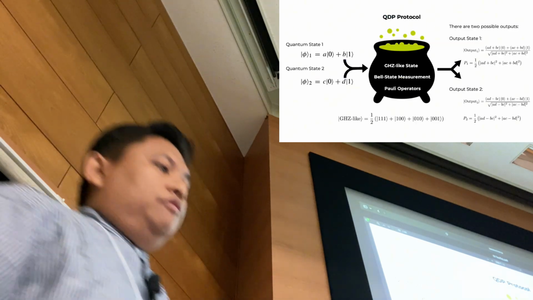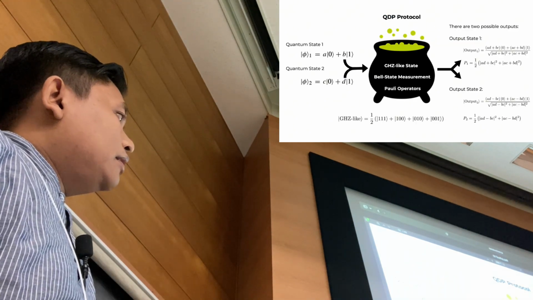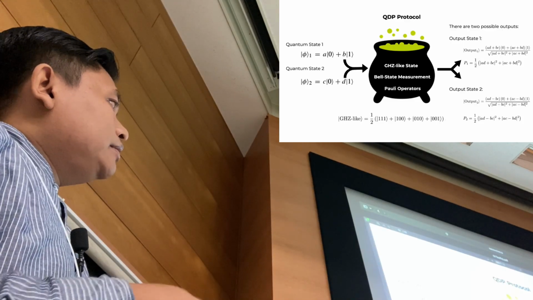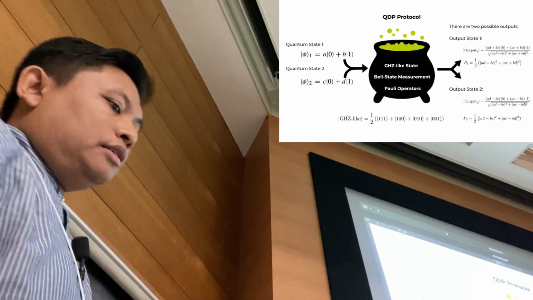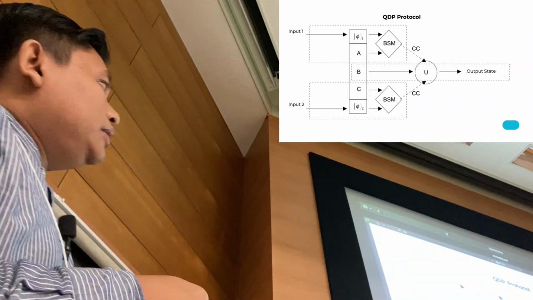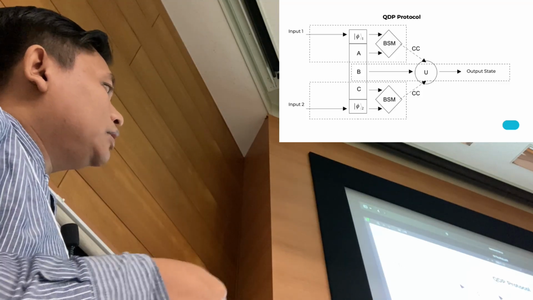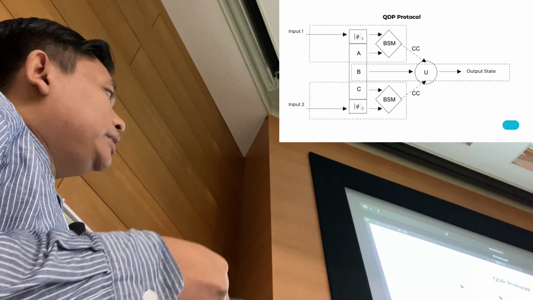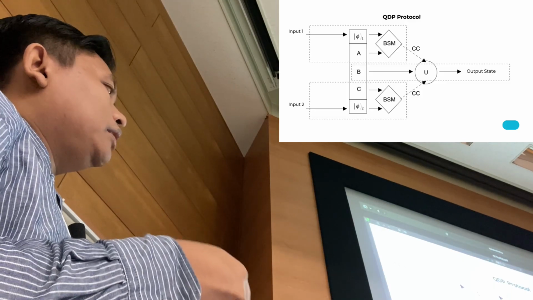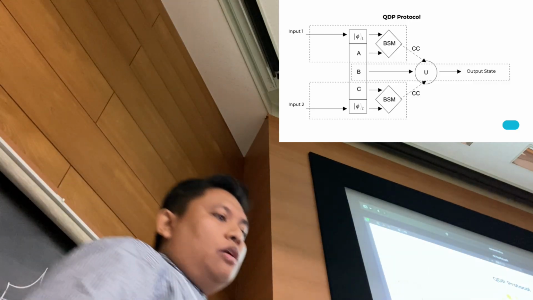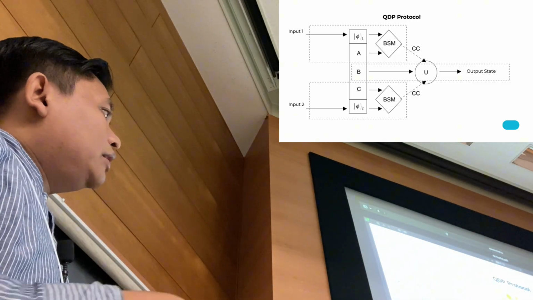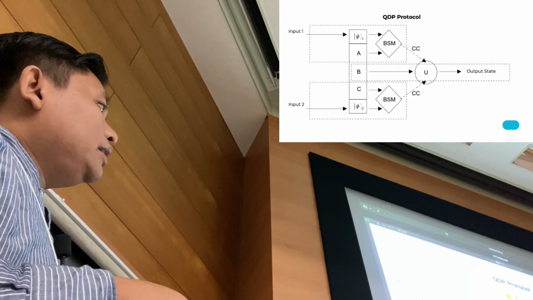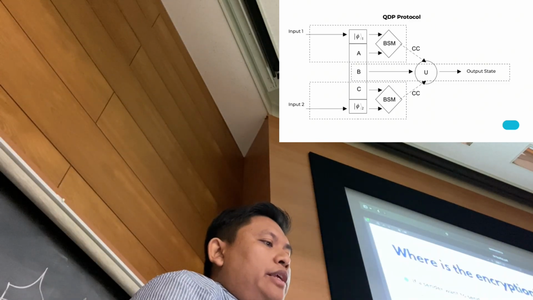And this is pretty much our protocol. We use a GHZ-like state like here, and we use some Bell state measurement as well, and some Pauli operators. And these are the ingredients. There are two different quantum states, and what we do is perform a Bell state measurement between the two inputs and the GHZ-like state, and that measurement result is used to perform the correct unitary operation. As you can see, there will be two possible outputs, output 1 and output 2, and generally both outputs are different, and each has its own probability.